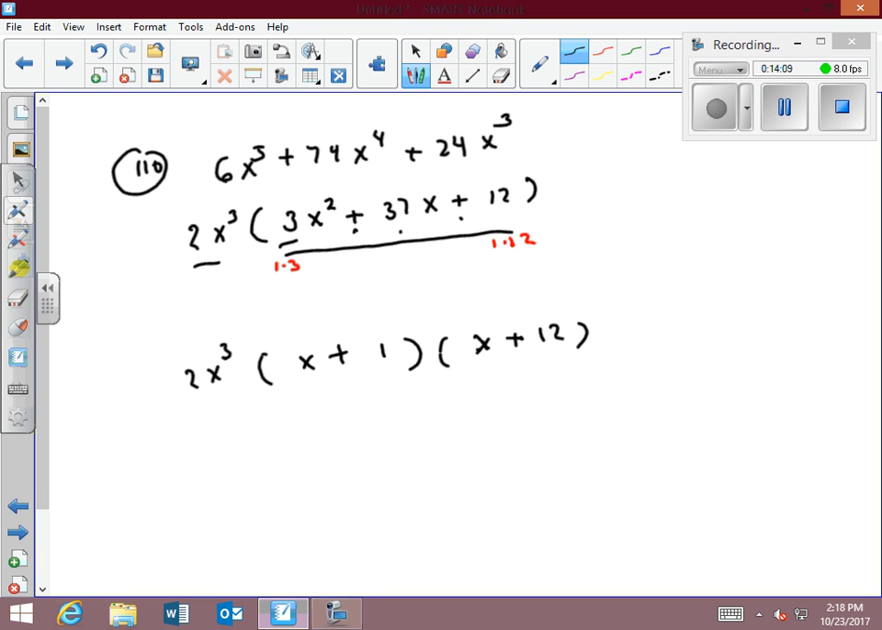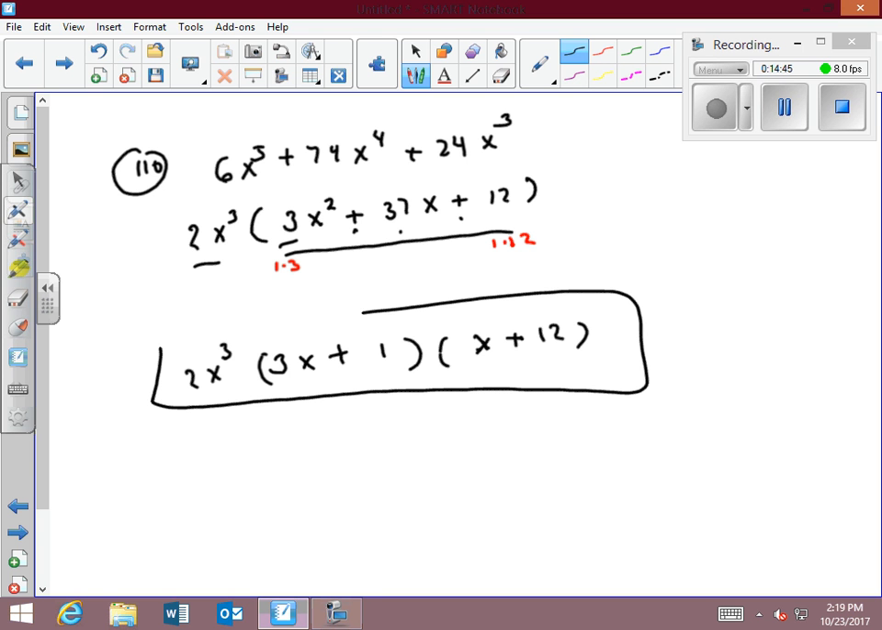The 3 has got to be associated with the 12. Because 3 times 12 is 36. 1 times 1 is 1, and 36 plus 1 is 37. That's how we figured that out. Right, Skylar? Okay. So the 12 has got to be associated with the 3. That means the 3 goes right up here in the front, doesn't it? So now we've got it completely factored. Do not forget to bring this term down, or else it's wrong.